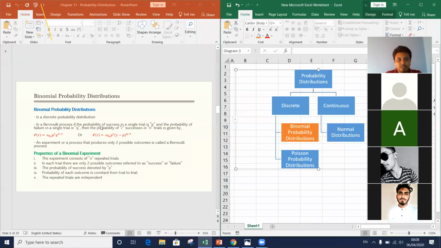The second point it says: in a Bernoulli process, if the probability of success in a single trial is p and the probability of failure in a single trial is q, then the probability of r successes in n trials is given below. So this is the formula we are going to use under this type of probability distribution, right? Okay.